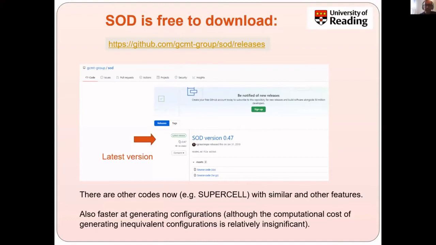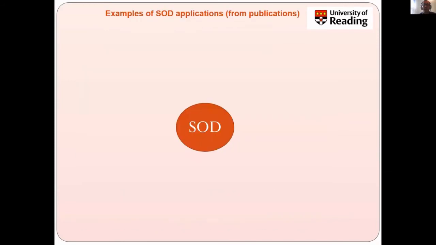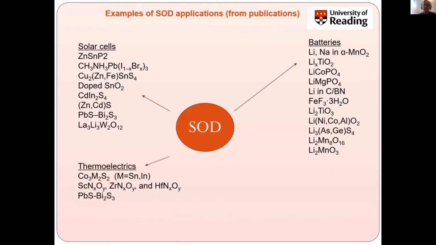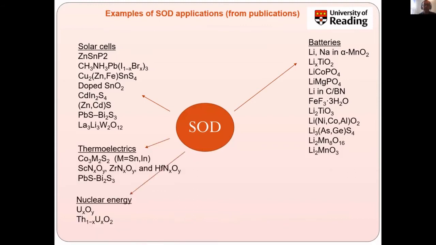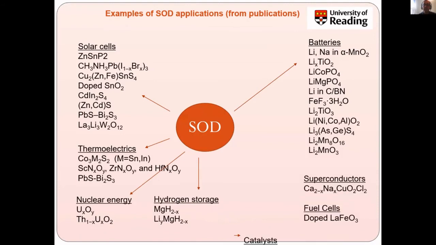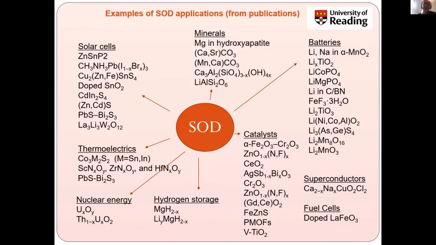I have to say that there are other codes now with similar features. I think SOD was the first one that could do that, but now there are very nice codes that have been written recently. They are faster at generating configurations. SOD can be a bit slow, although to be honest, the computational cost of generating the configurations is relatively insignificant compared with the cost of evaluating all of them afterwards. But still, do have a look at the other codes that exist. These are some examples of studies that have been done, mainly of energy materials using the SOD code, in catalysis as well, and in minerals.